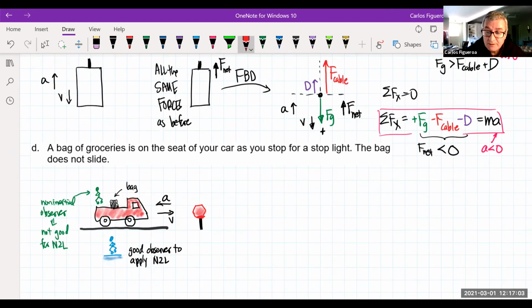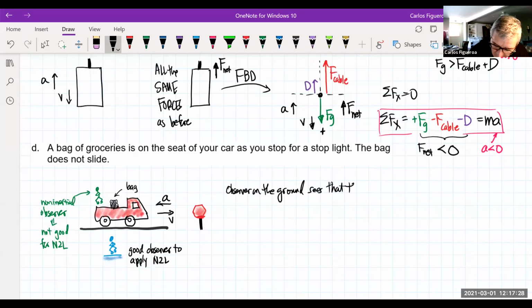So I'm assuming here that if we're now talking about only good observers, we don't care about the non-inertial observer. We want the inertial observer. What we're seeing here is that the observer on the ground sees that the bag does not slide. So if it doesn't slide, what does this person conclude?